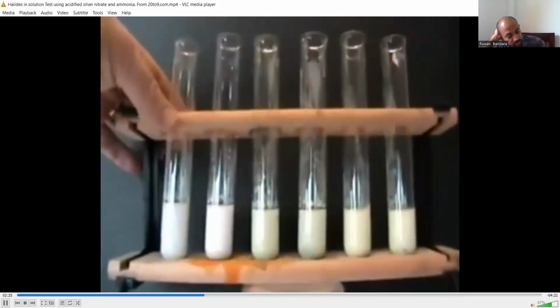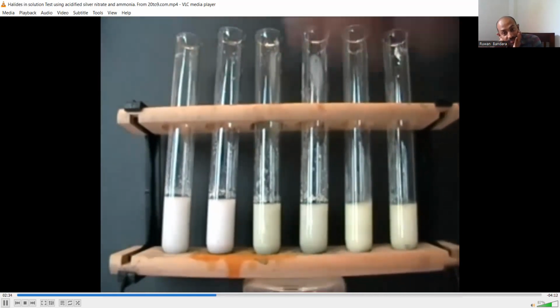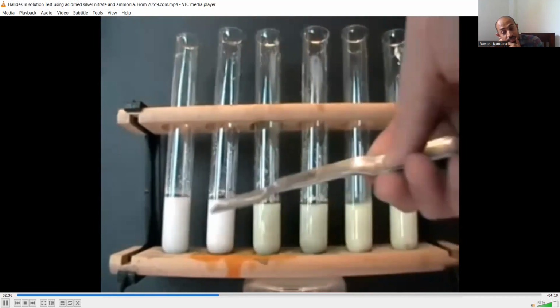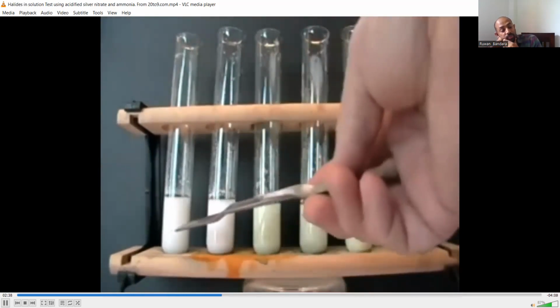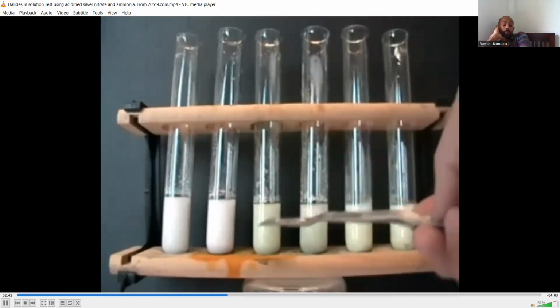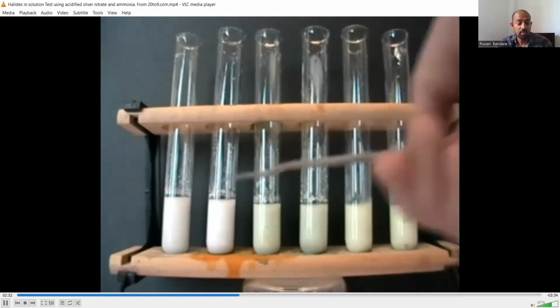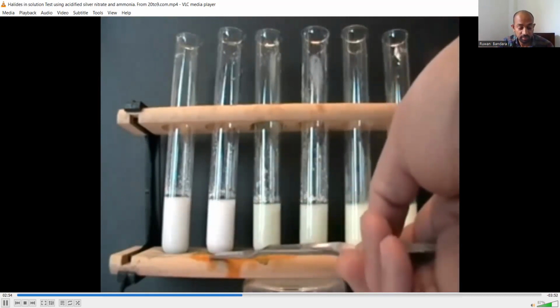But we can improve upon this test by testing the solubility in ammonia, and this is why I've done these in pairs. To the first chloride I'm going to add dilute ammonia to see if the precipitate silver chloride will dissolve in dilute ammonia. I'll do the same to the first bromide and the first iodide, and then I'll add concentrated ammonia to the second chloride, the second bromide and the second iodide.